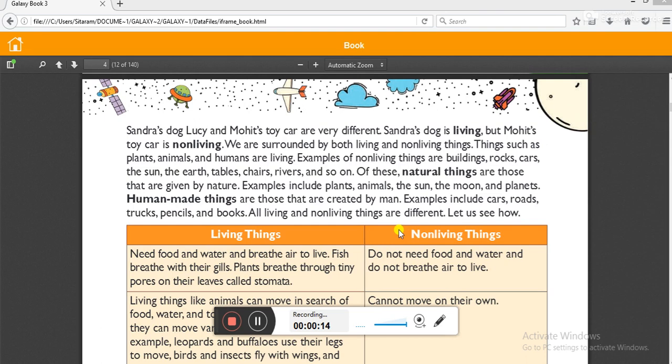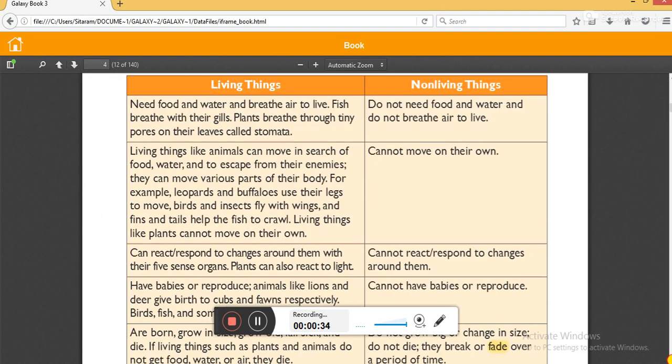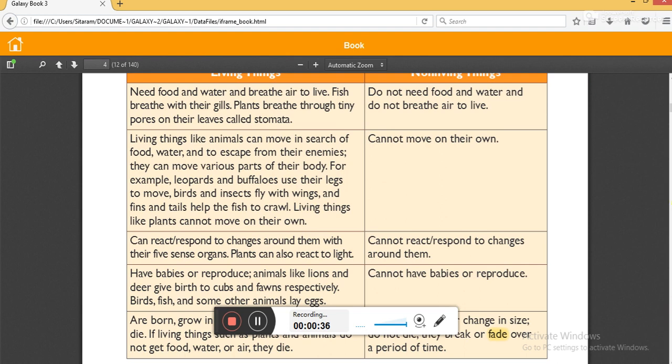As you know, in our previous class we learned about living things and non-living things. We learned about living things, especially what living things can do that non-living things cannot. Yes, in this we compare that.